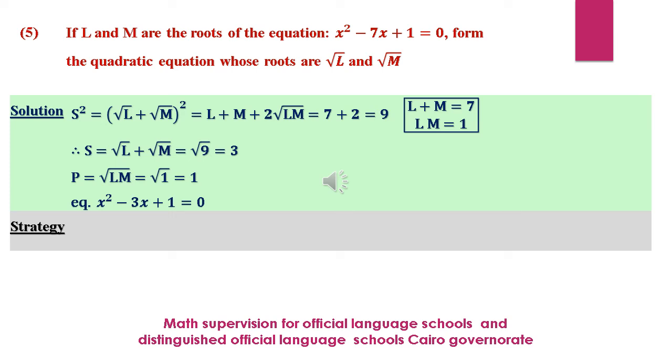For the new roots, root L and root M, we get their sum by squaring it, which gives L plus M plus 2 root LM. In other words, 7 plus 2 times root 1 equals 9, which is their sum to the power 2. So their sum will be the root of this number, which is 3. Now the product of the roots, root L times root M, which is root LM, root 1, equals 1. As a result, the new equation will be x squared minus 3x plus 1 equals 0.